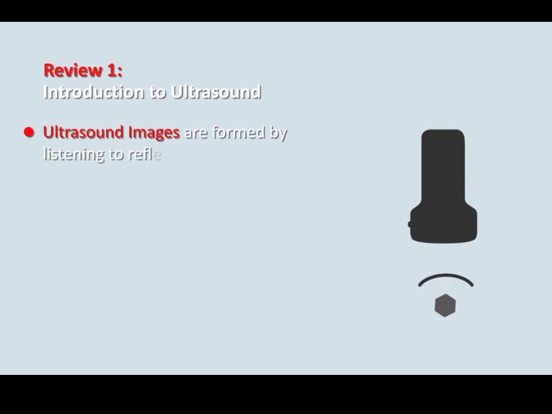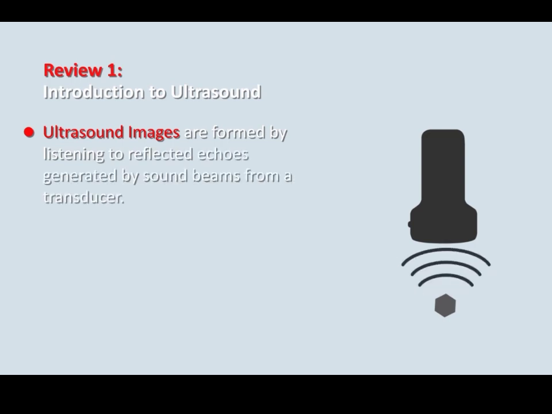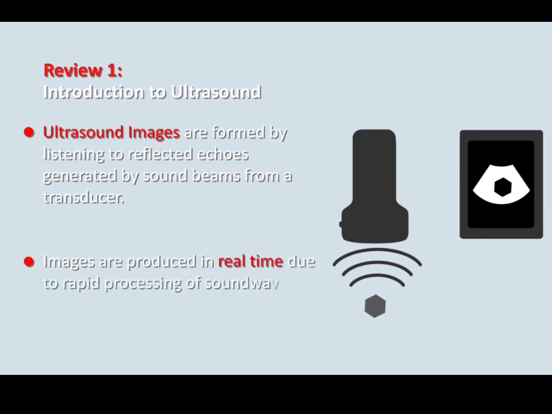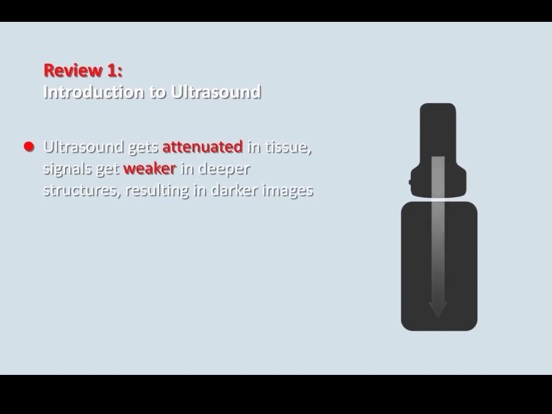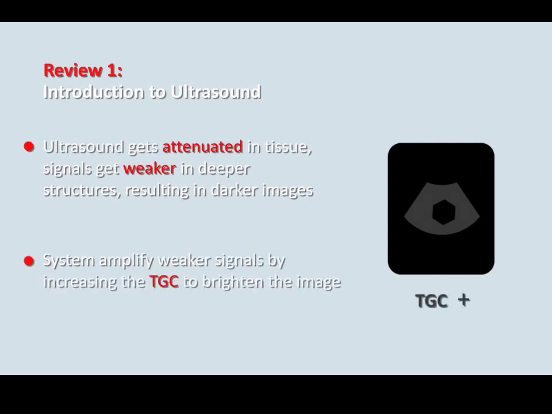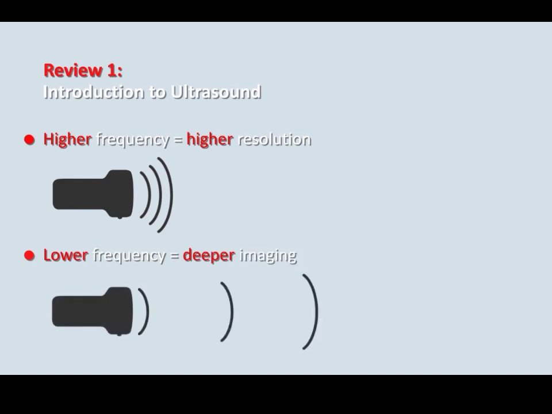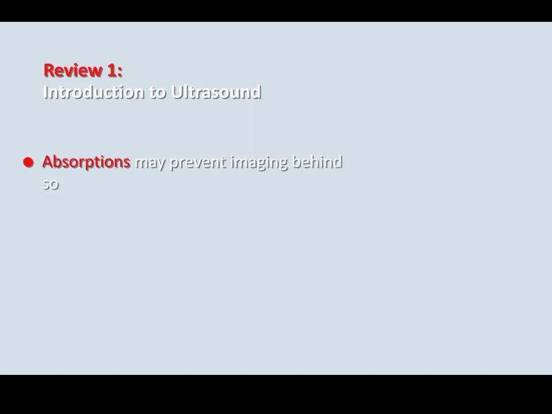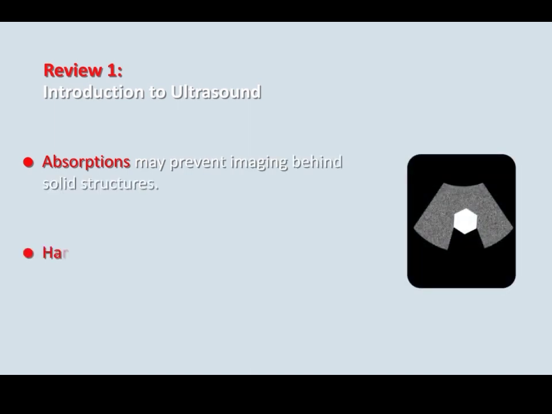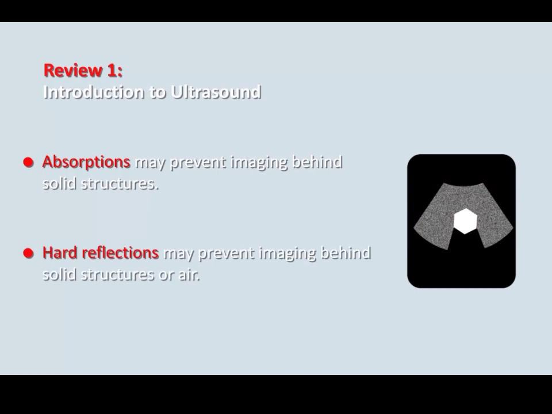Let's review some highlights about the physics of ultrasound. Ultrasound images are formed by listening to echoes from structures reflecting a generated ultrasound beam or sound wave. As sound gets attenuated while going through tissue, the signal gets weaker in deeper structures. Ultrasound systems amplify these weaker signals to brighten the image for better visibility. Higher frequencies provide higher resolution images for shallow anatomy. Lower frequencies enable imaging deeper inside the patient. Absorption may prevent imaging behind solid structures. Reflection may prevent imaging behind solid structures or air.